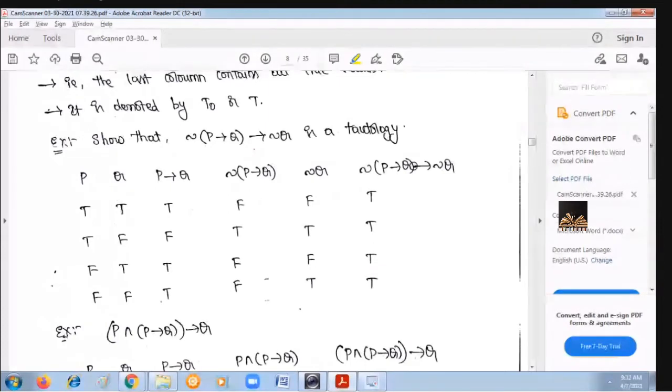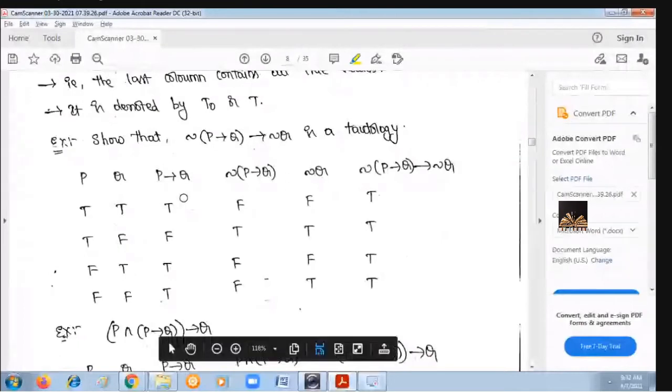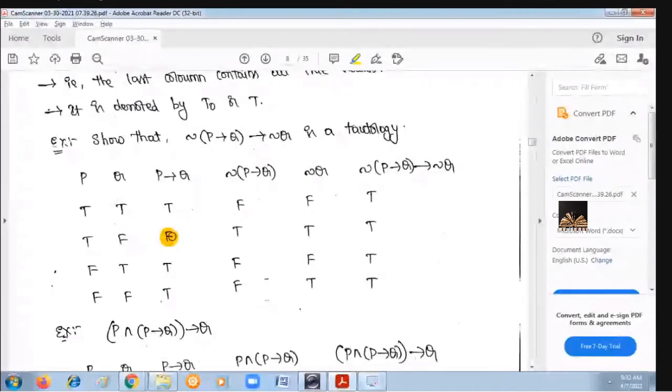Right? So you know whenever the variables are 2, you'll get 4 combinations. T, T, T, F, F, T, F, F. Next, calculate P tends to Q. P tends to Q means what? Only if the conclusion is false, in that case, the result will be false. So, only in the second case, you will get the false result.